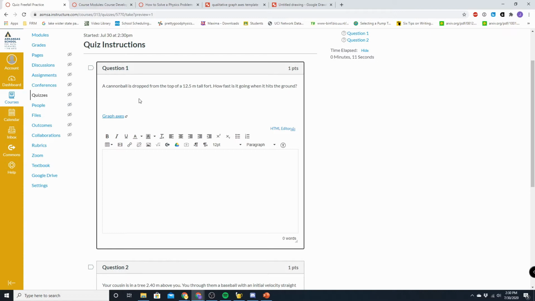So for our first problem, we're going to look at this scenario here. We have a cannonball that's on the top of a 12.5 meter tall fort, and you're dropping the cannonball, and we want to know how fast is it going when it hits the ground. So the first thing we want to do is draw a picture of the scenario. I am going to attempt to draw the scenario in Google Drawings.